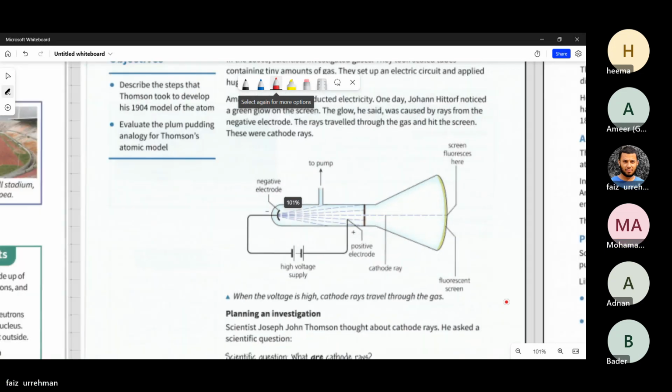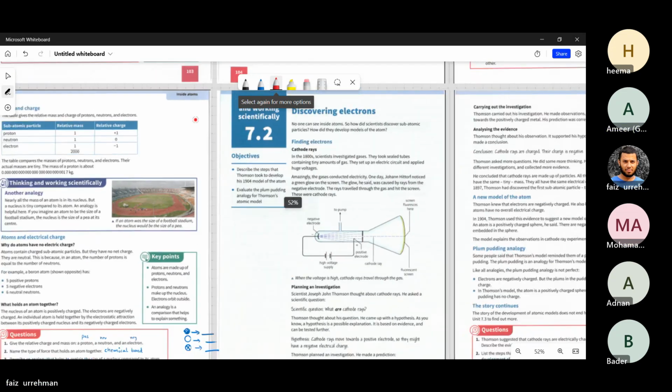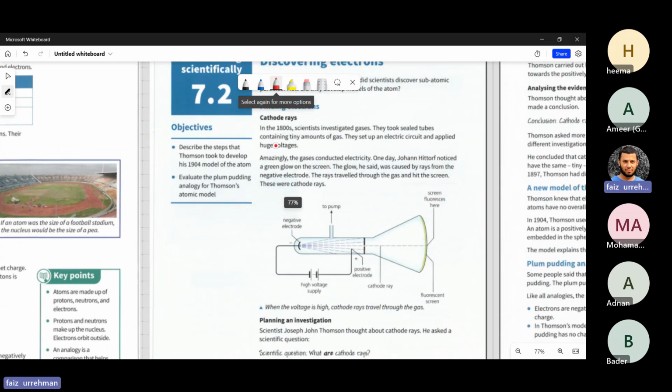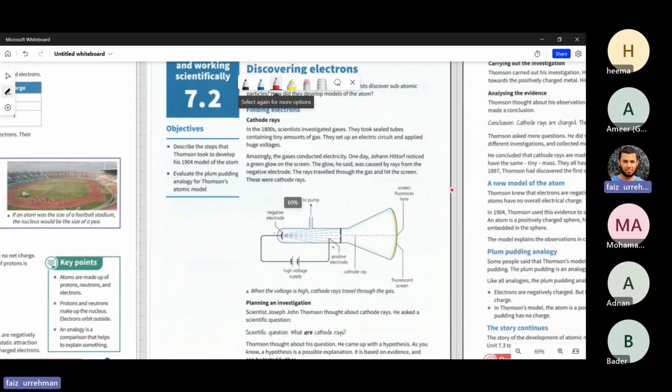When was this done? They investigated gases, and they took a steel tube. Amazingly, the gases conduct electricity.